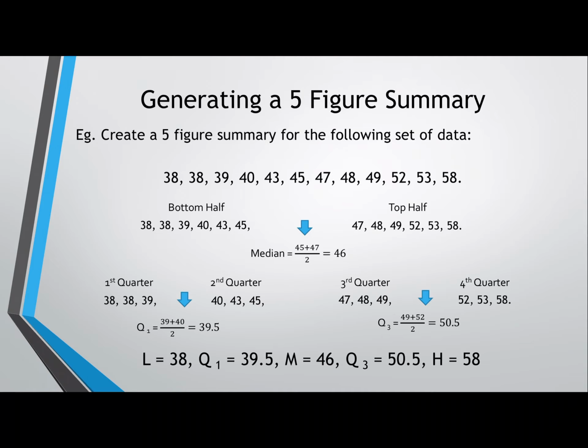So we can say there's our 5-figure summary. Our lowest was 38. Our Q1 was 39.5. Our median's 46. Our Q3 is 50.5 and our highest number is 58. So that's us for 5-figure summaries. We're always looking for those 5 numbers: lowest, highest, and then the medians for our quartiles.